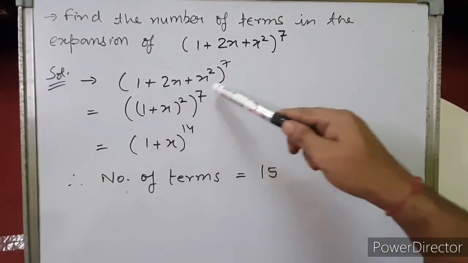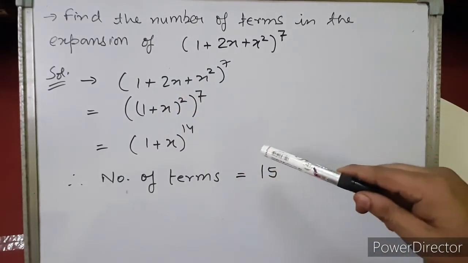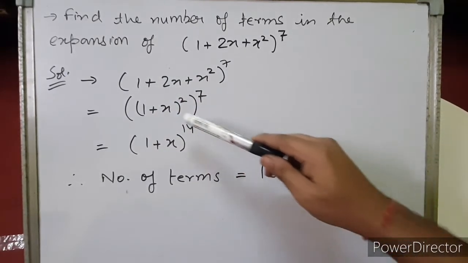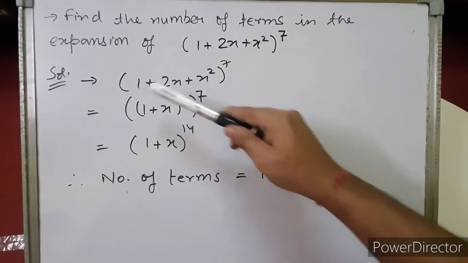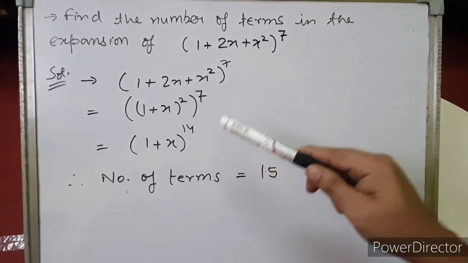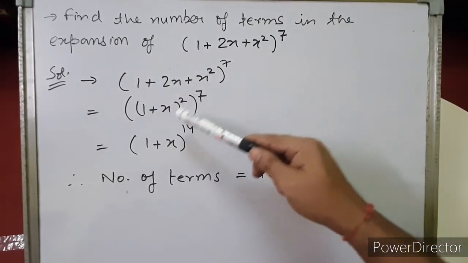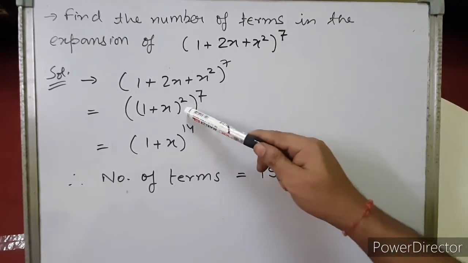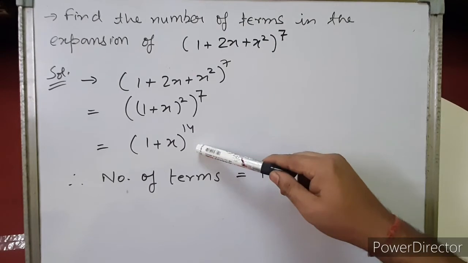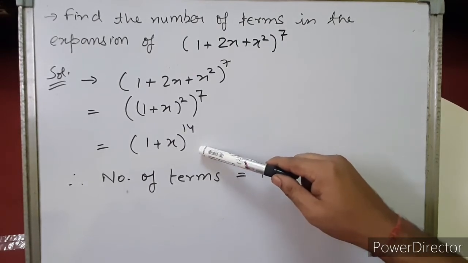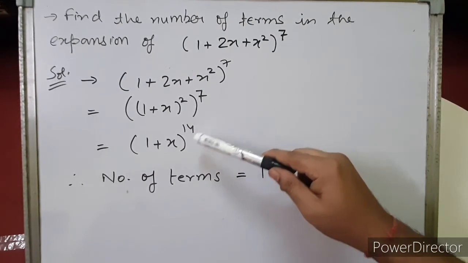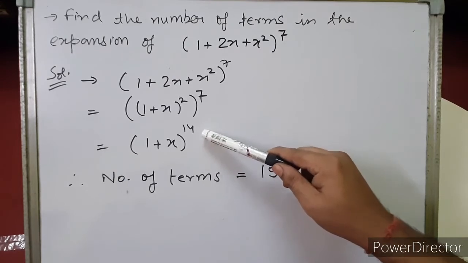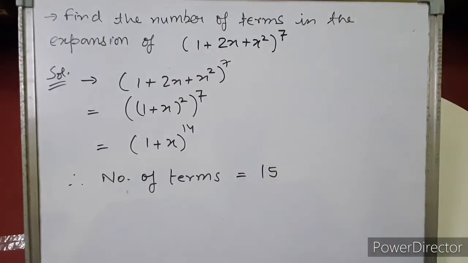Now these three terms, we can see, are the expansion of (1 plus x) to the whole square, a squared plus b squared plus 2ab. So this 1 plus 2x plus x squared we can write as (1 plus x) to the whole square, to the whole power 7. So the powers will get multiplied, and it will become (1 plus x) to the whole power 14. And when the exponent is 14, the number of terms will be 1 more than the exponent. So the number of terms will be 15.